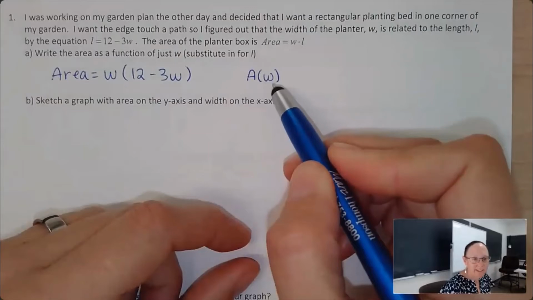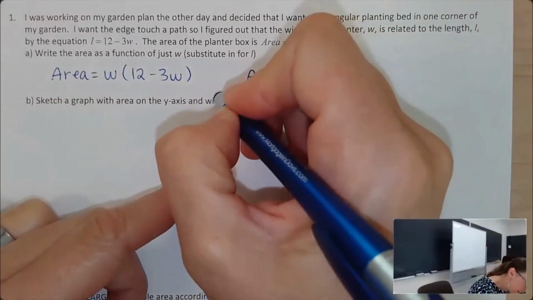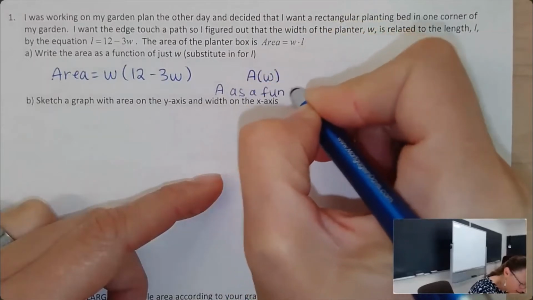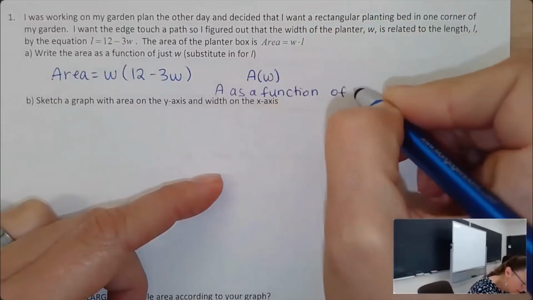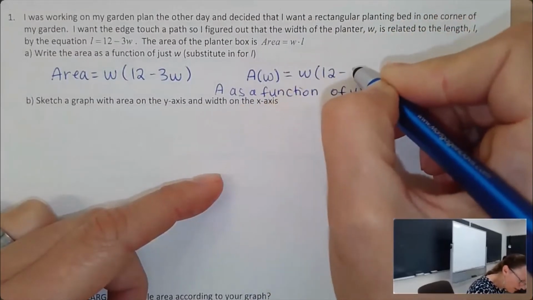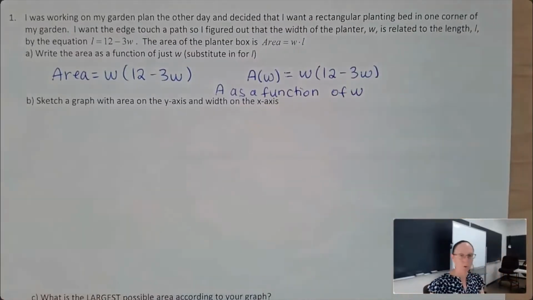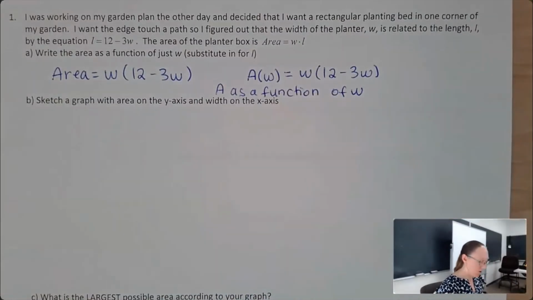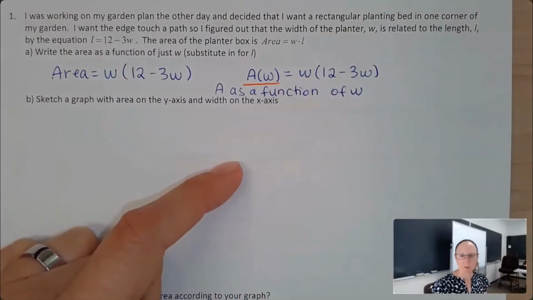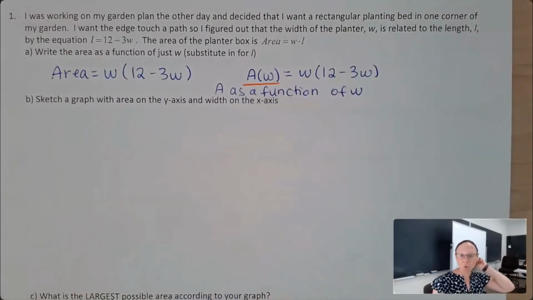And when we read this, we read it as A as a function of W. And what that means is that the only thing we will need to know in order to find the area is the value of W. That's what this notation means. So we call this function notation. It does not mean A times W, which is confusing because usually parentheses mean we're multiplying things.